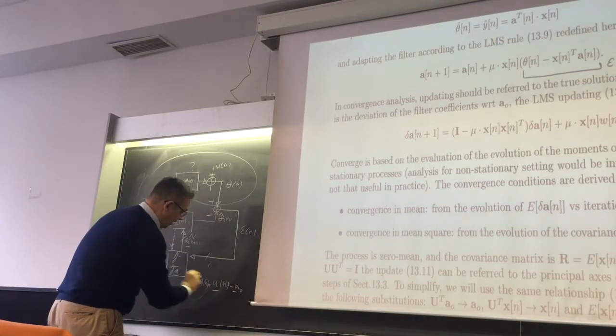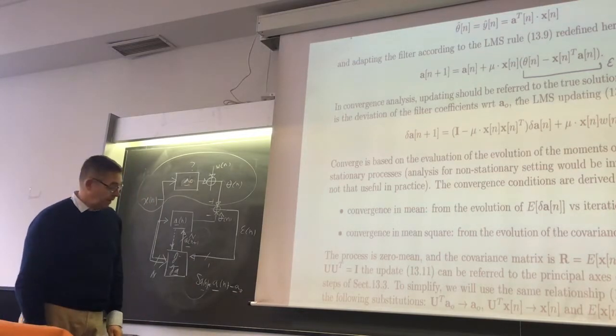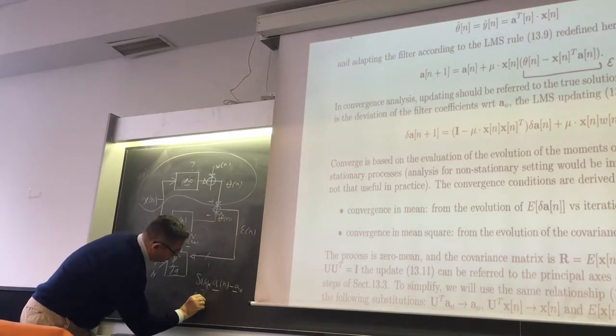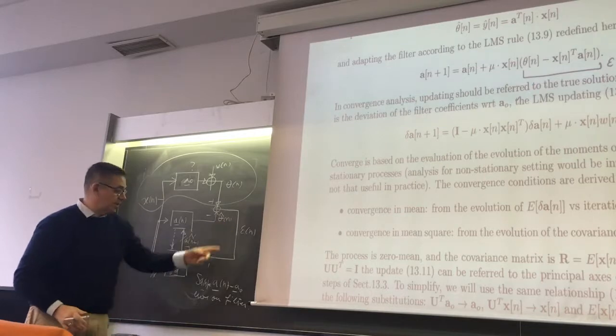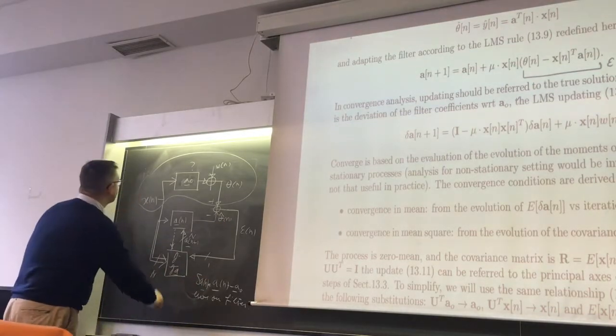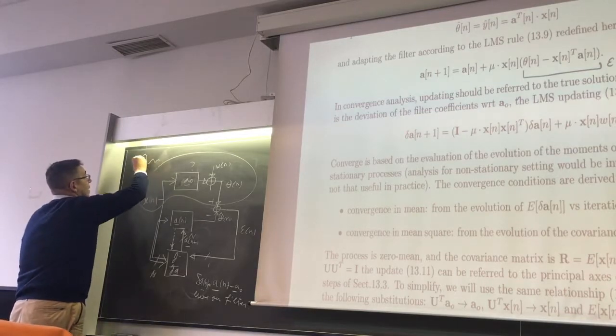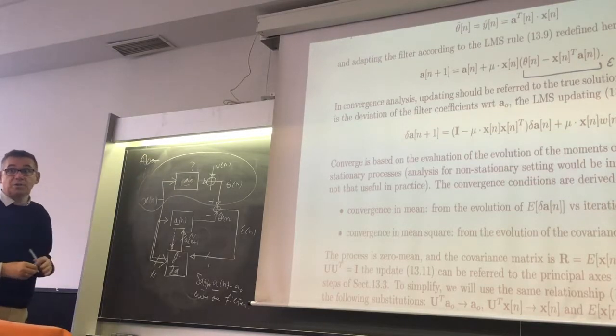So this delta A_n is the error on the filter coefficient. It's not this error, it's the error on the filter. So I expect a filter like this, and I get a filter like that. That's the error I consider.